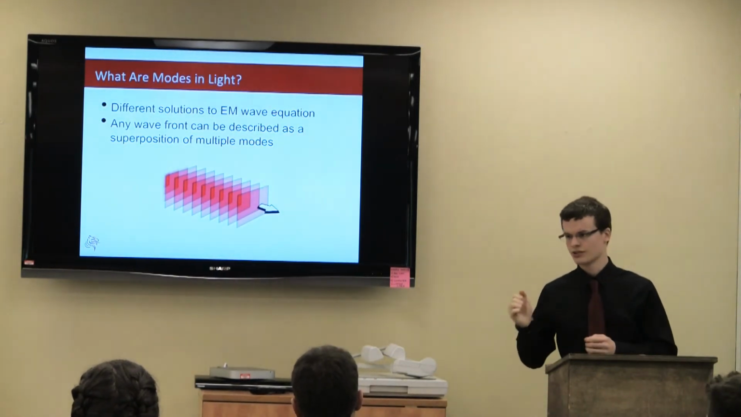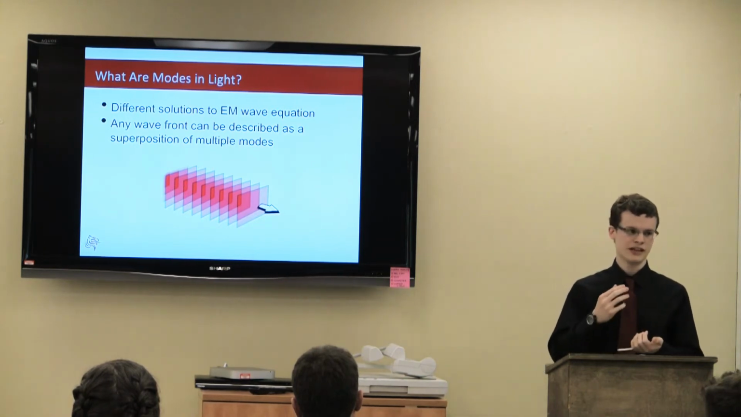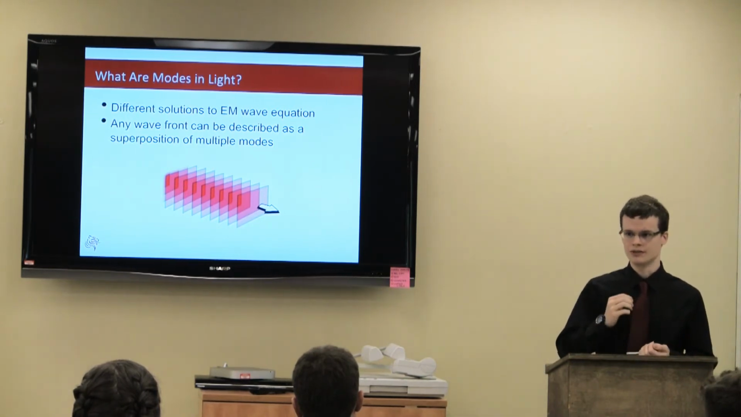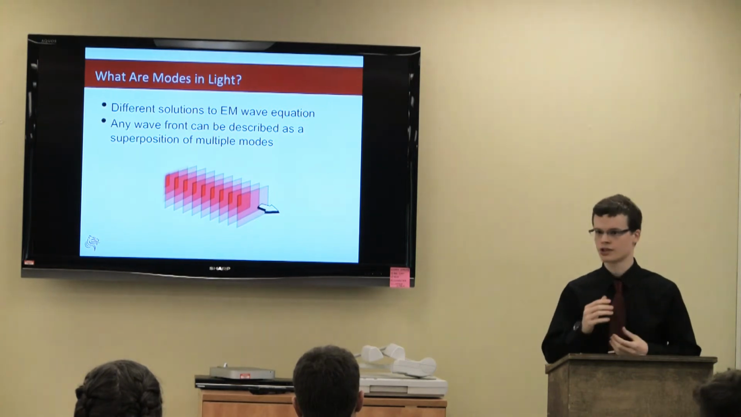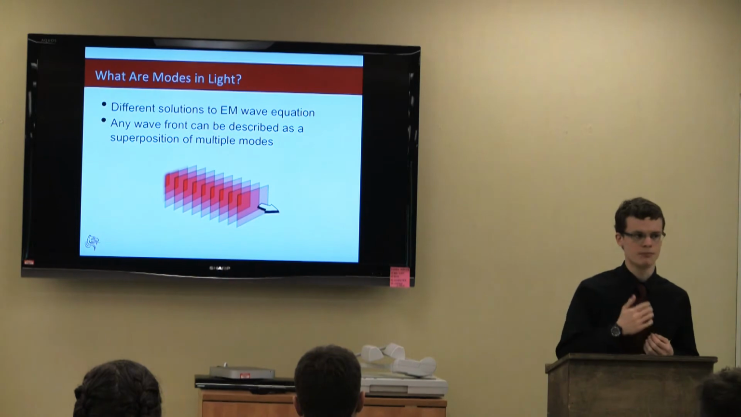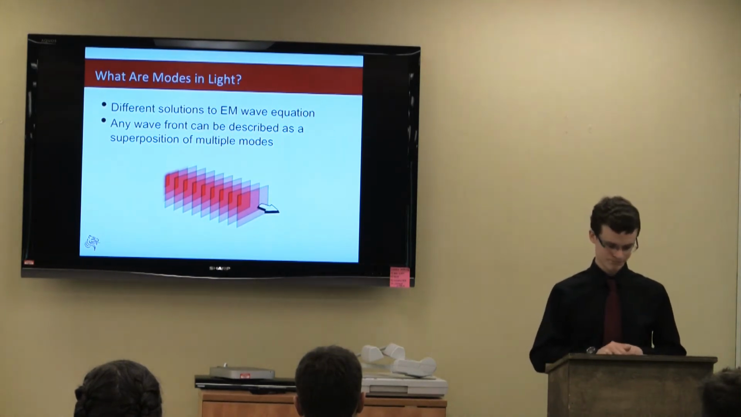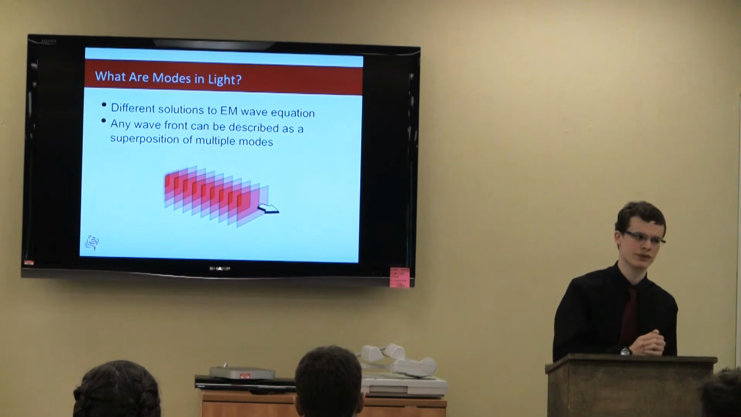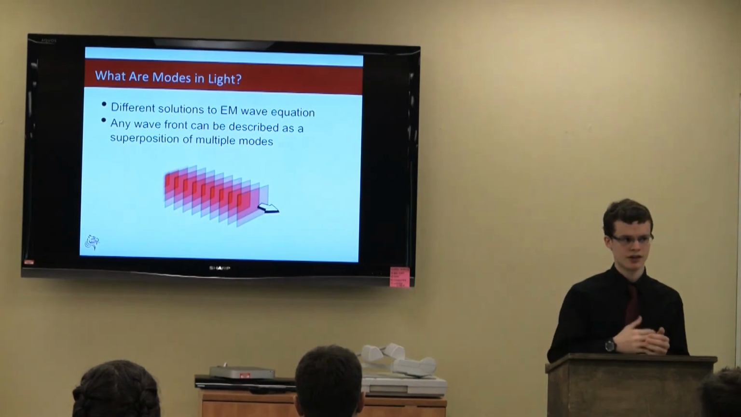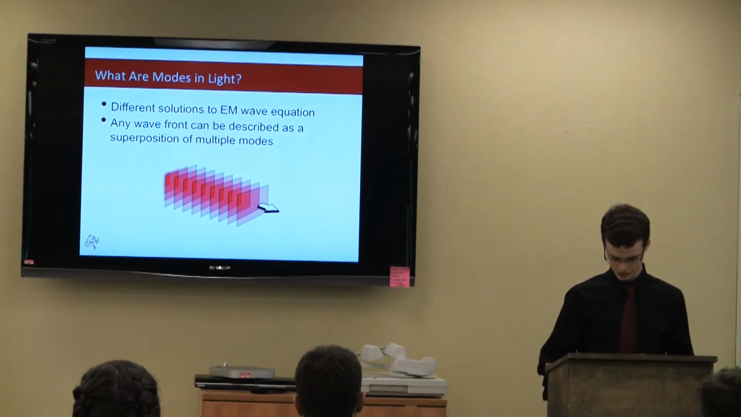That's a good question. Simply put, a spatial mode is an elementary solution to the electromagnetic wave equation, which governs how light propagates. A good example of a mode is the plane wave, as shown in the illustration. Any possible light wavefront can be described as an overlaying, or a superposition, of some number of modes.